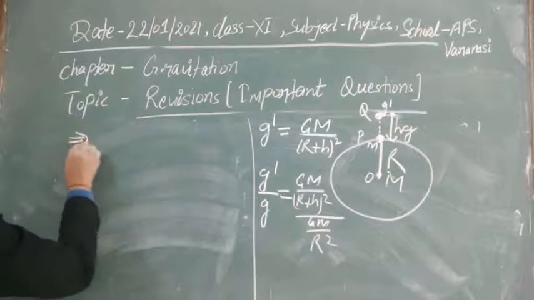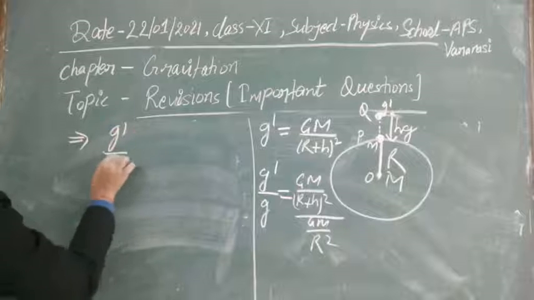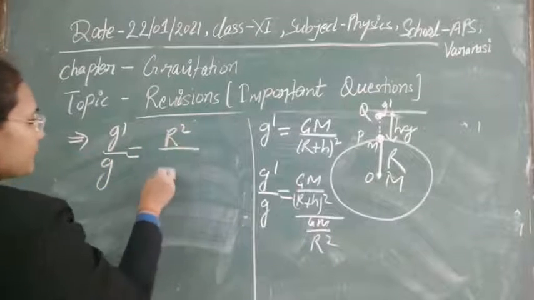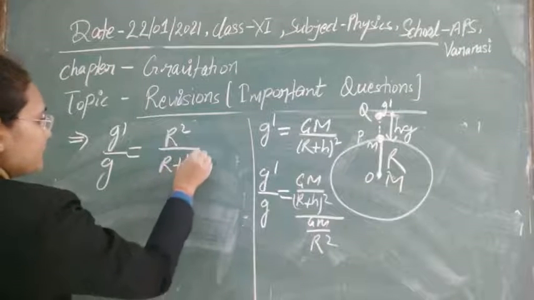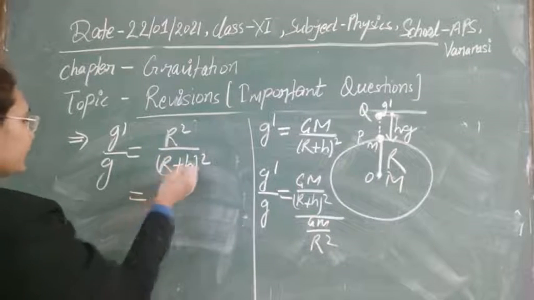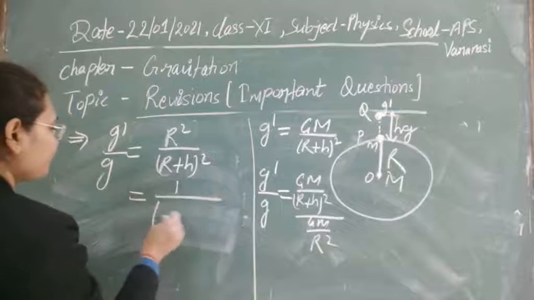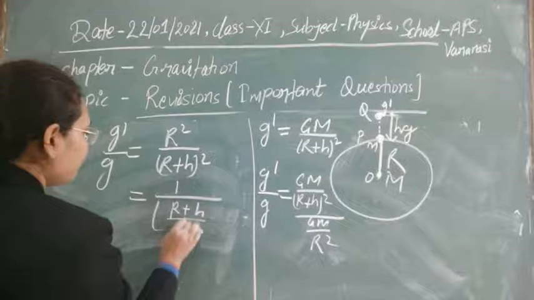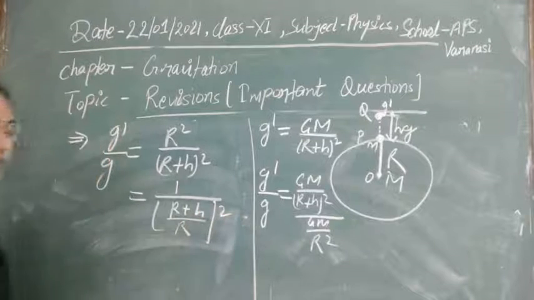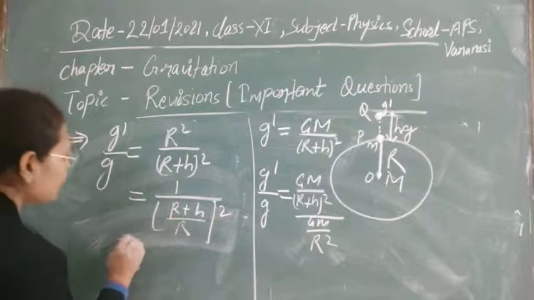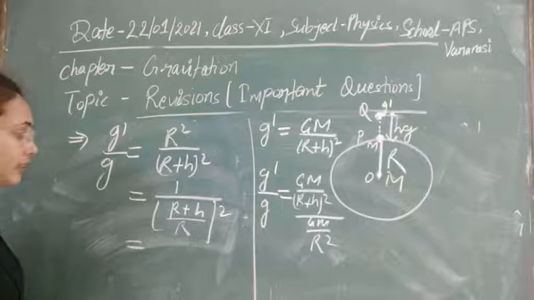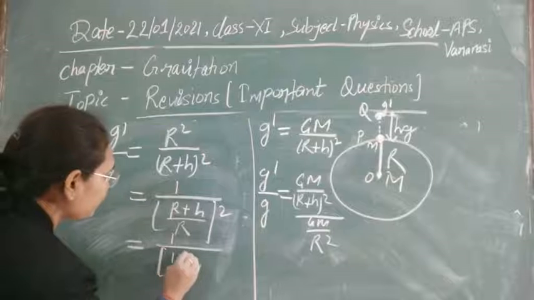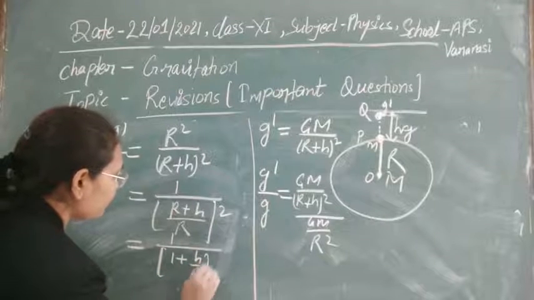Next, if we solve it, then g dash upon g is equal to R square upon (R plus h) whole square. Again we can write it as 1 upon (R plus h upon R) whole square. Clear? No problem here. Again, if you want to write it, this will be 1 upon (1 plus h upon R) whole square.